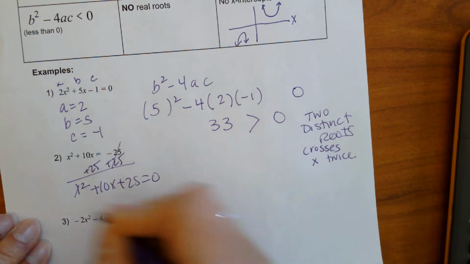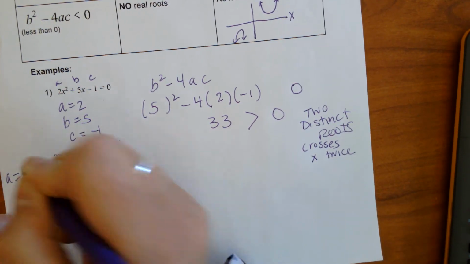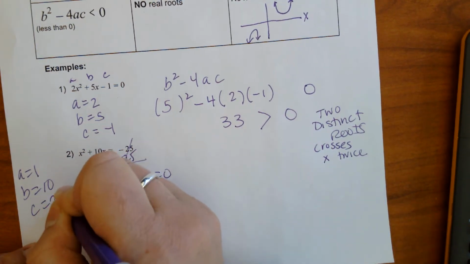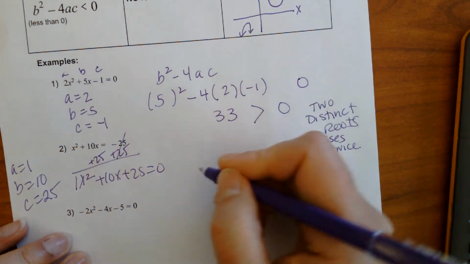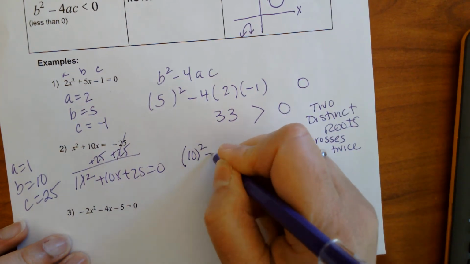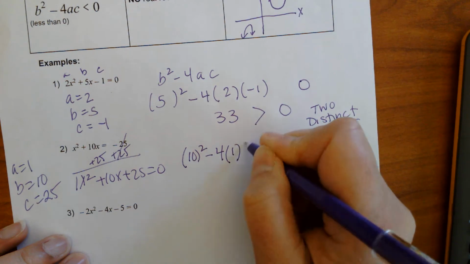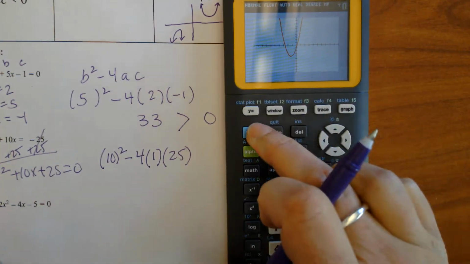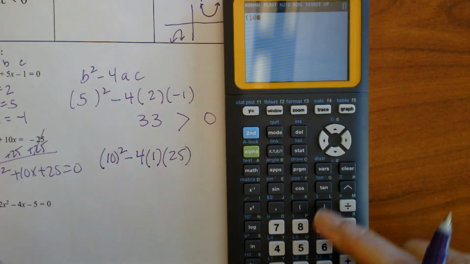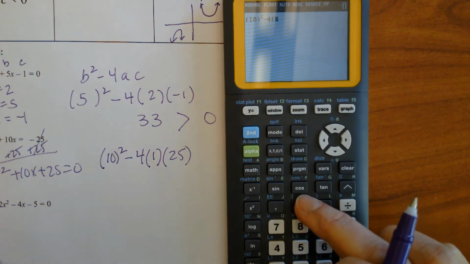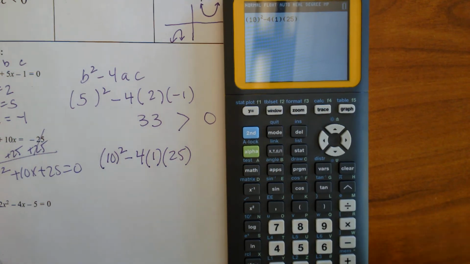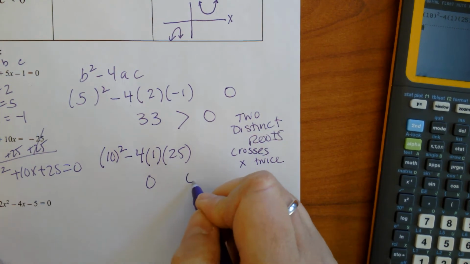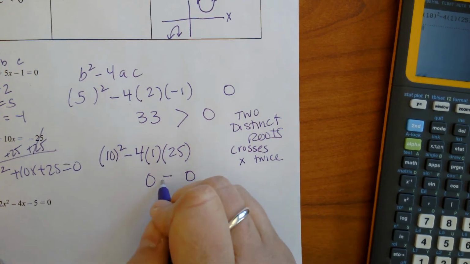All right. Now we can write down our A. A is 1. Remember, no number, so it's 1. B is 10. C is 25. Let's put them in the discriminant. So we have 10 squared minus 4 times A, which is 1, times C, which is 25. Let's go back over here, clear this out. So we're going to have 10 squared minus 4 times 1 times 25. Yep. Oh, we get 0. So we have to compare that to 0. What is it? It is equal.